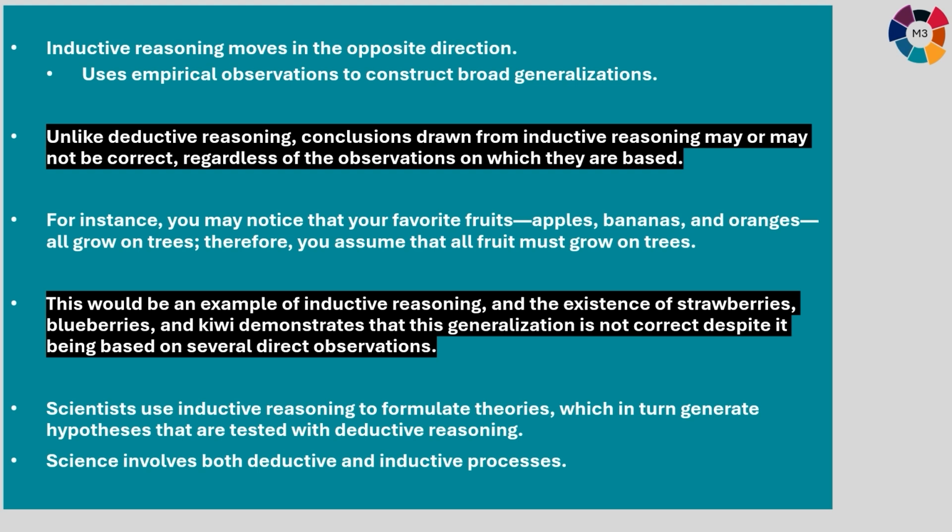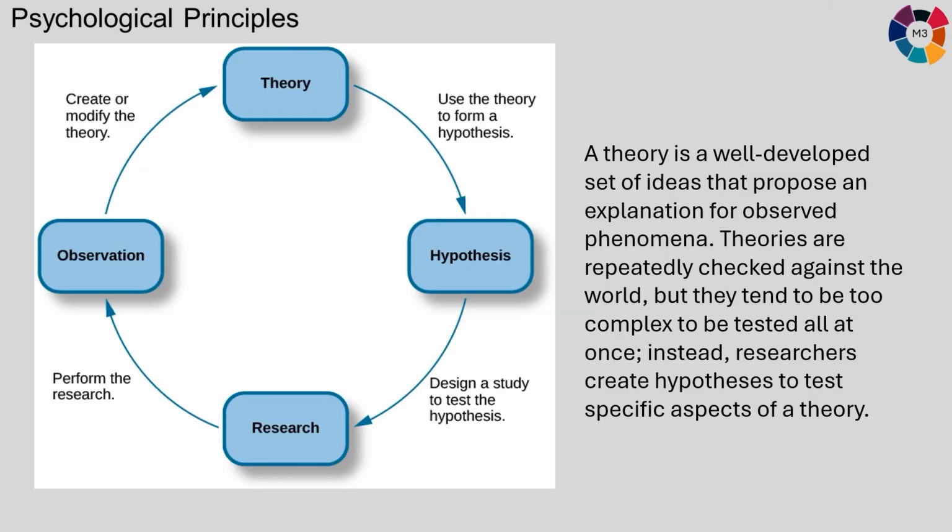Scientists use inductive reasoning to formulate theories, which in turn generate hypotheses that are tested with deductive reasoning. So, science involves both deductive and inductive processes. A theory is a well-developed set of ideas that propose an explanation for observed phenomena. Theories are repeatedly checked against the world, but they tend to be too complex to be tested all at once. Instead, researchers create hypotheses to test specific aspects of a theory.